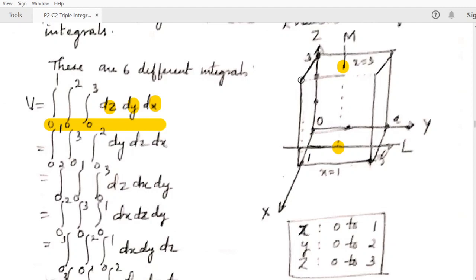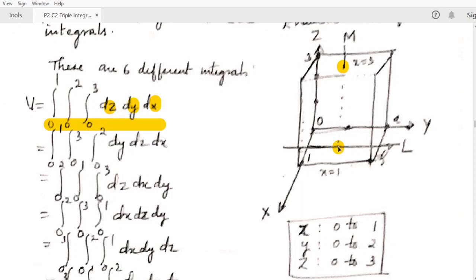The equation of this plane, the plane that is facing us, is x equal to 1. The equation of this plane will be z equal to 3. So that must be very clear: by the bounds we know that this is our x equal to 1 plane, this is our y equal to 2 plane, and this is our z equal to 3 plane.